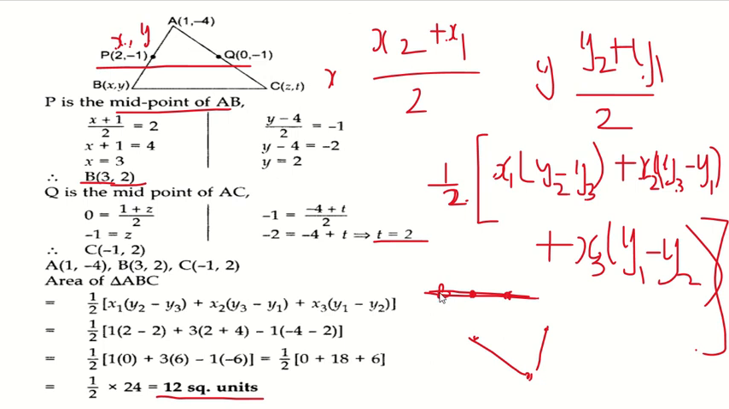How will you say that it is a collinear point or not? When the area is 0. When the area is 0, then those 3 points will be collinear points, right? If 3 points are given to you, find the area for the 3 points. If the area is coming as 0, then you will say those points are collinear points, right?